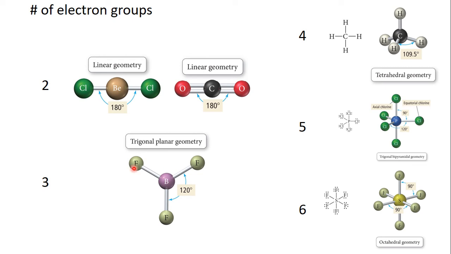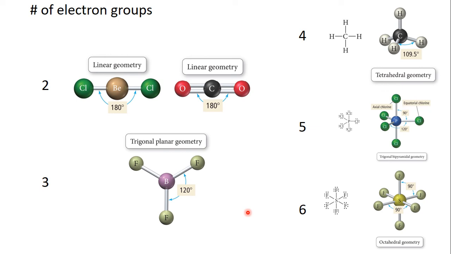If you have 3 binding groups, you're going to be in what's called trigonal planar geometry, where the bonds are 120 degrees from each other. If you have 4 bonding groups, you're in a tetrahedral, where each bond is 109.5 degrees away from each other. If you have 5 bonding groups, we call that trigonal bipyramidal geometry, where most of your bonds are 120 degrees away from each other, but you do have some bonds that are 90 degrees away from each other. And finally, the last type of geometry you can have with 6 groups is octahedral. That's where each bond is 90 degrees away from each other.